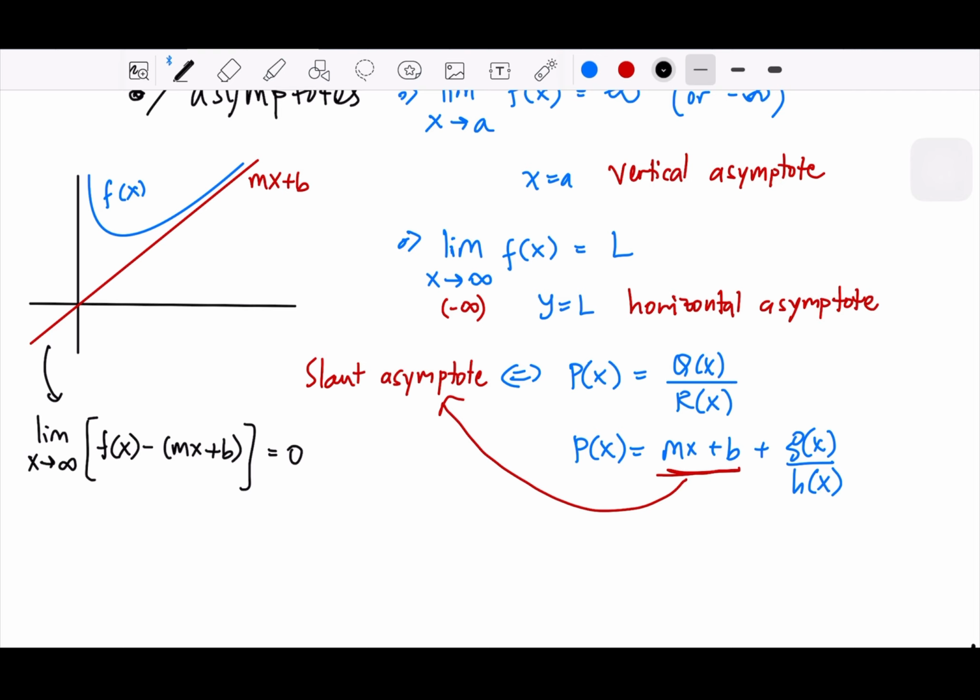Okay, perhaps some examples might help. So let's give you some examples.